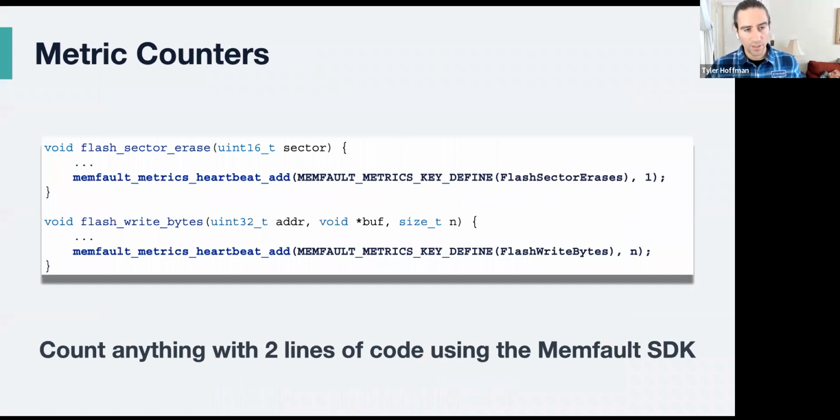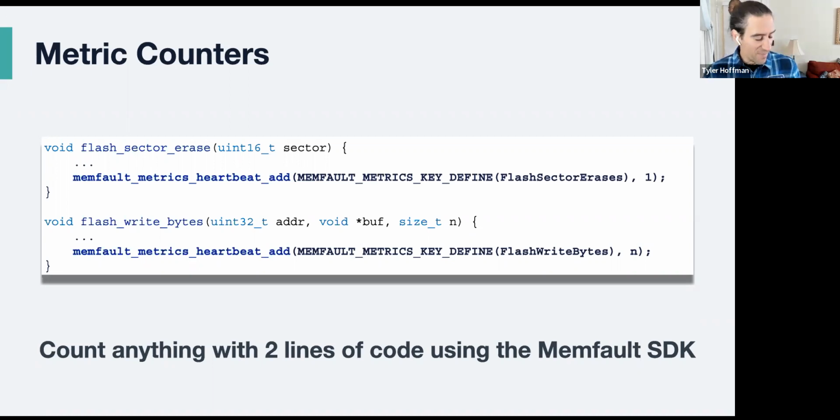For a metric counter, you call metric add, you give it a metric ID, which we have a macro helper for, and then you give it a number that you want to increment by. If you're counting the number of flash sector erases, every time a flash sector gets erased, you just increment it by 1. And if you're trying to increment it by more than 1, you just pass the actual value.